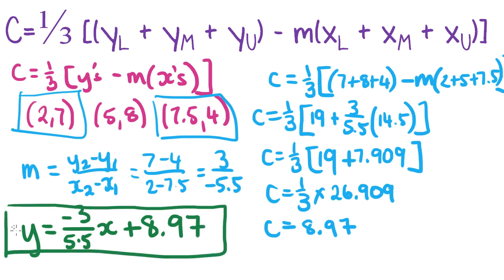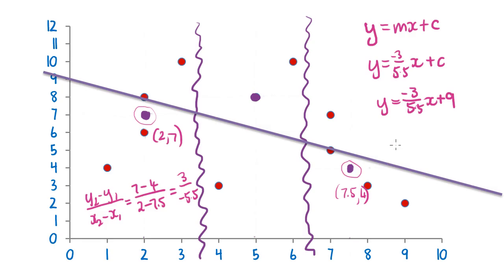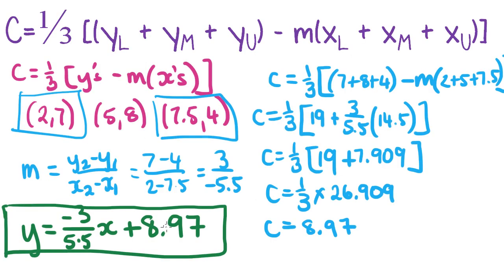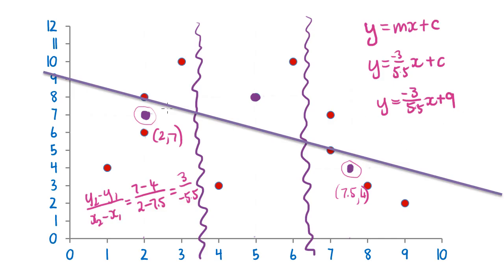Let's compare that to the equation we got when we did it the graphical way. We got y equals negative 3 on 5.5x plus 9. So what do you know? 8.97, very, very close to 9. So here, we'd looked at it pretty accurately. But to be really closely accurate, we do it the arithmetic way.